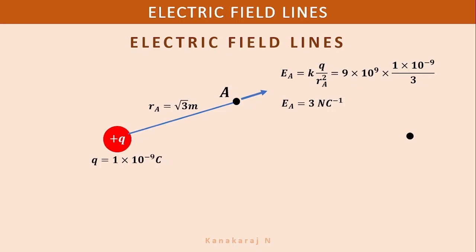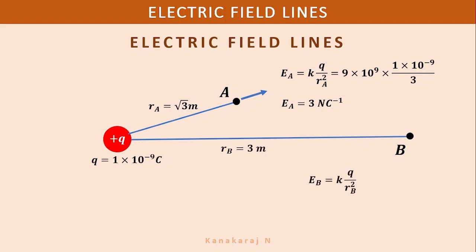Let us consider another far point B, which is at a distance Rb equals 3 meter. The same procedure is followed to find the electric field intensity at B. We find that Eb equals 1 Newton per coulomb. The magnitude at B is 1 Newton per coulomb. Its direction is radially away. Good. Suppose the source charge is negative. Then the direction is simply reversed.